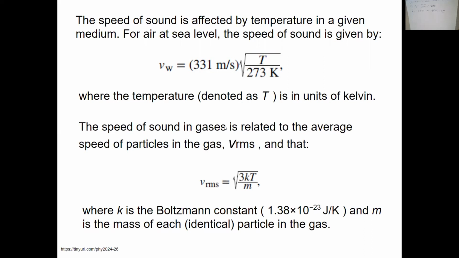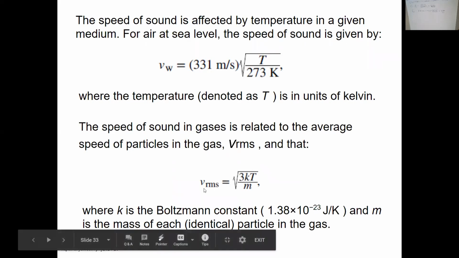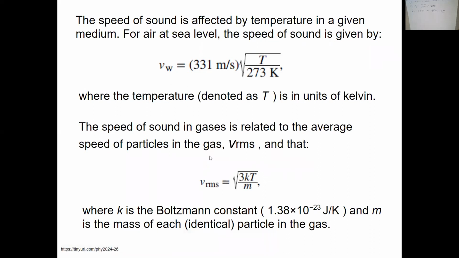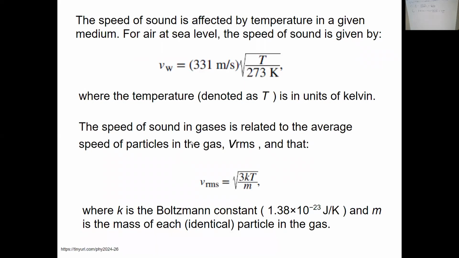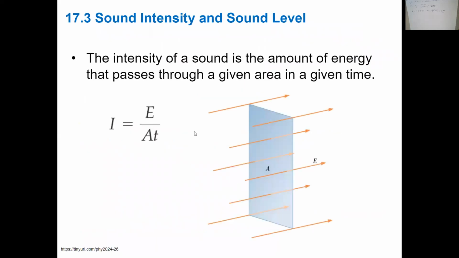The speed of sound in a gas is related to the average speed of the particles of the gas as well. So the root mean square speed of this gas particle is equal to this, which we learned before. So the speed of sound is related to this root mean square speed. All right, so that's on the speed of sound.